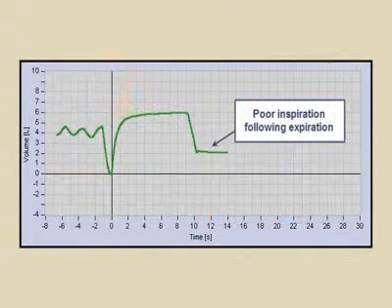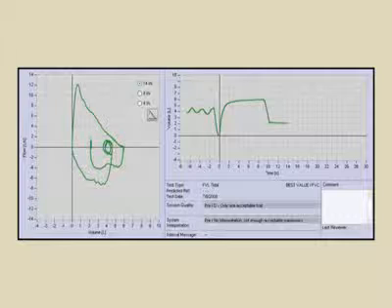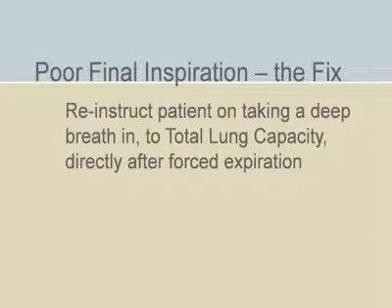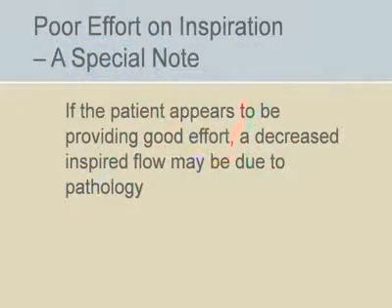A flow volume loop may also be unacceptable if there is poor inspiratory effort following forced expiration. Re-instruct the patient on the need to take a deep breath in to total lung capacity directly after having forced all the air out of his or her lungs. A note regarding poor effort. If the patient appears to be providing good effort, a decreased inspired flow may be due to pathology.